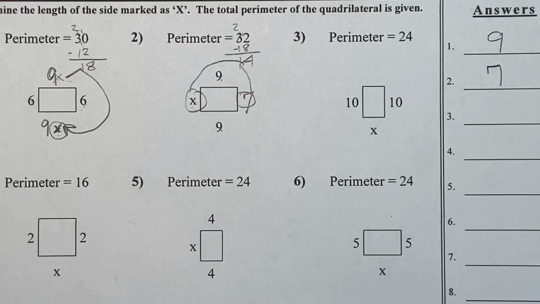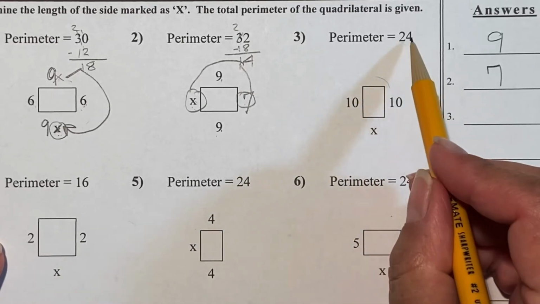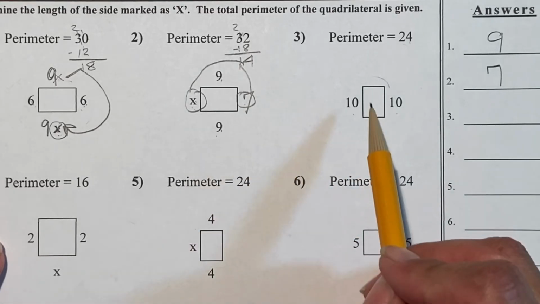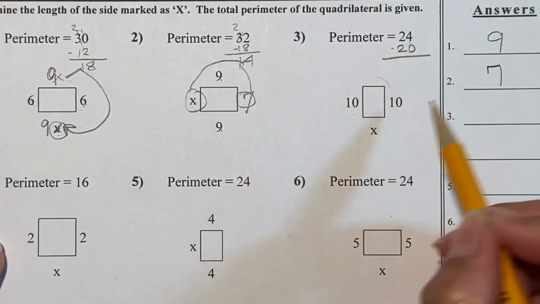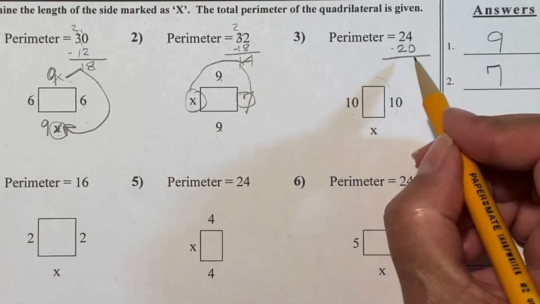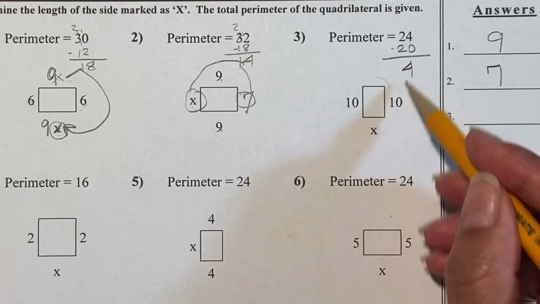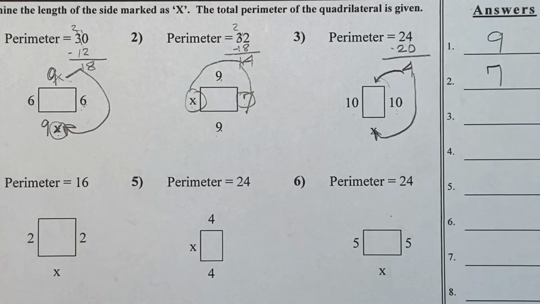Is it getting a little easier to understand? I hope so. Let's take a look at number 3. They're telling me that the total perimeter is 24. What do I already see? I already see in my problem 10 plus 10. That gives me 20. I'm going to subtract what I see. I'm going to subtract the 20. 24 take away 20 equals 4. By now I'm sure you remember you cannot put the 4 here. You've got to give half to the top and half to the bottom. So the x actually equals 2, half of the 4.